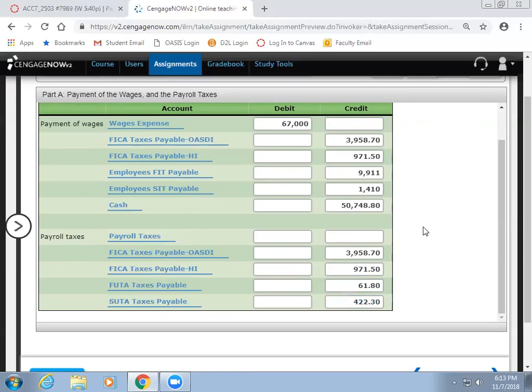And then once I've calculated all of my employer payroll taxes, we just add them up. So what's my total payroll tax? $5,414.30. Very good.